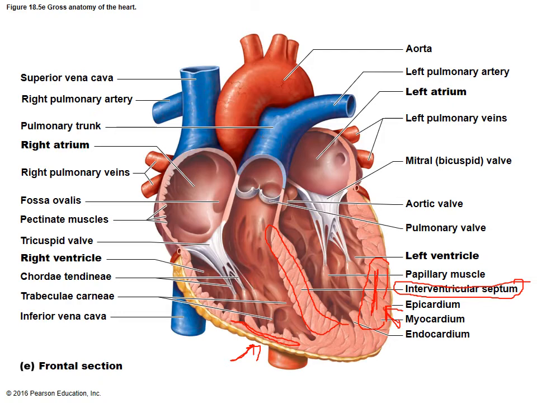Why don't I just look at the tip of the heart right over here? As I mentioned to you previously, the apex points to the left. So I'll just find my apex and see what side it points to, and I'll have no problem identifying the right or the left.